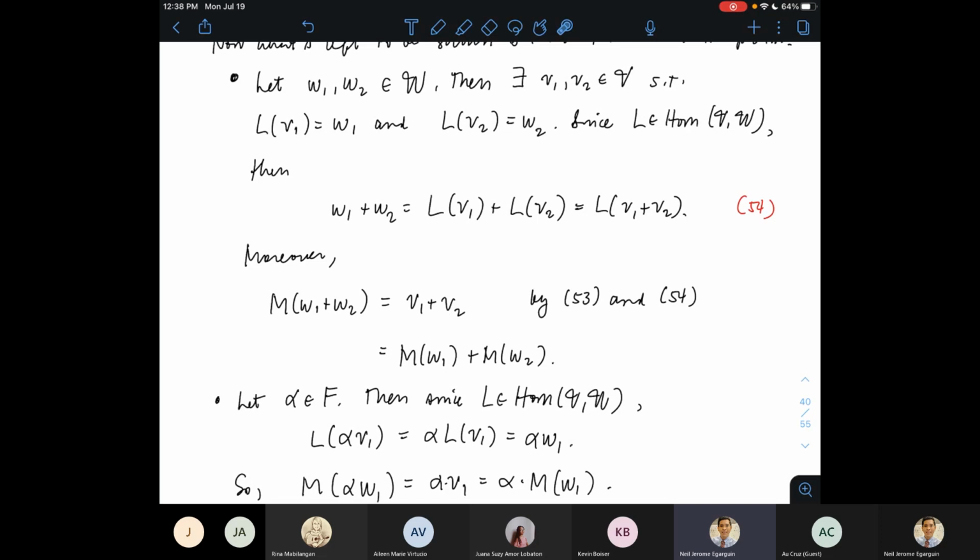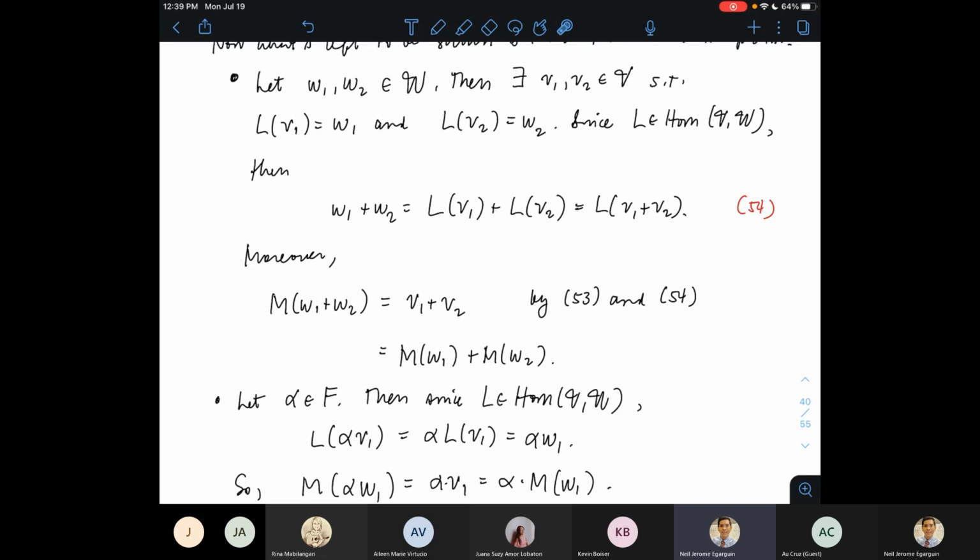And so that proves that. But by the way, V1 by assumption is equal to M of W1, because W1 is equal to L of V1. Remember, I'm just putting it inside M, and M of L of V1 will just return V1. That's how I got this replacement here. And then this statement implies that V2 is equal to M of W2. Okay? So ultimately, we have shown that M of W1 plus W2 is the sum of images under M. Thus, it preserves vector addition.